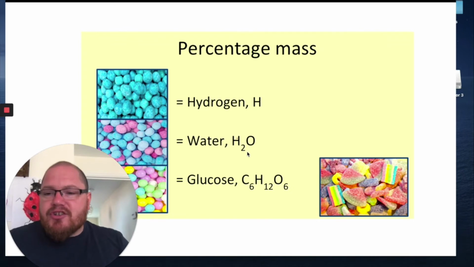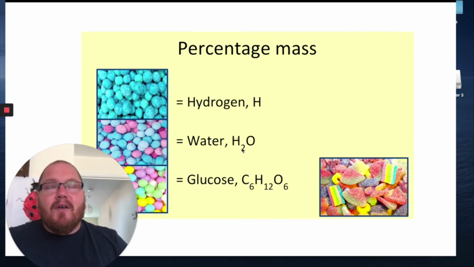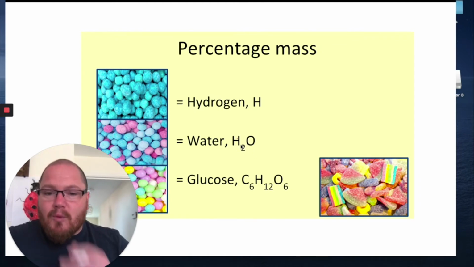But hydrogen is very, very light, isn't it? It's got a mass number of 1. Whereas oxygen has got a mass number of 16. So it's quite heavy compared to hydrogen. So in terms of the bulk, oxygen is probably going to make up the most of that compound of water, that molecule of water there.